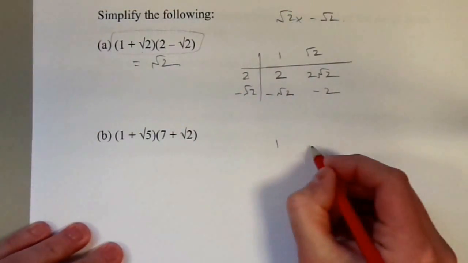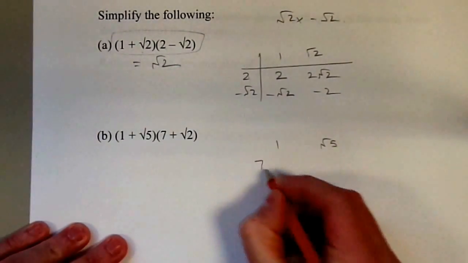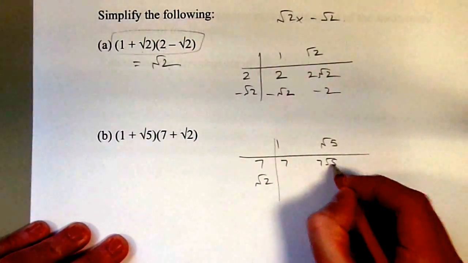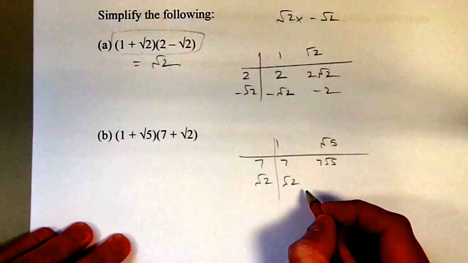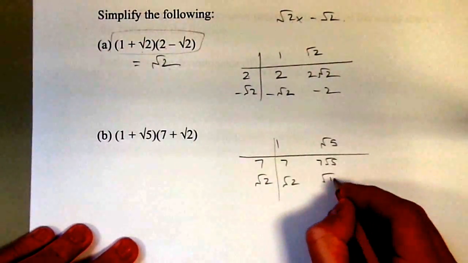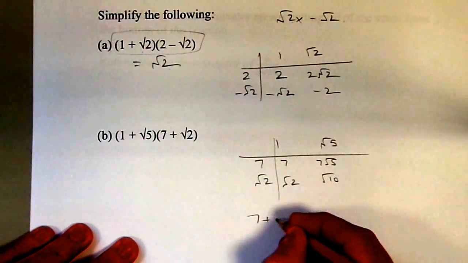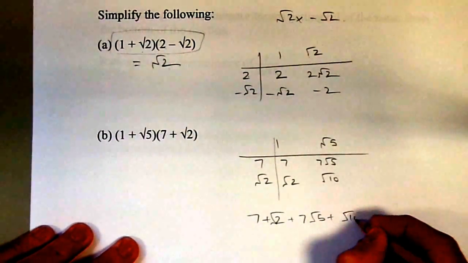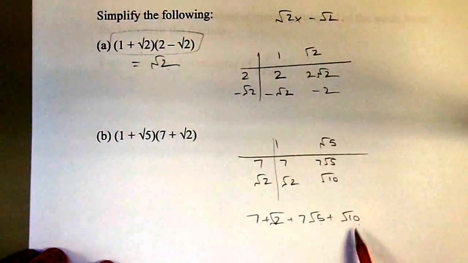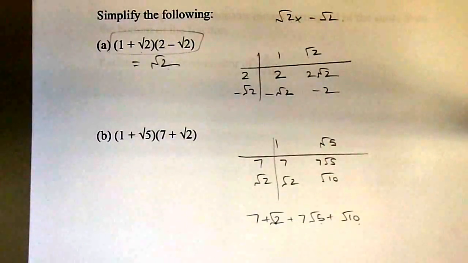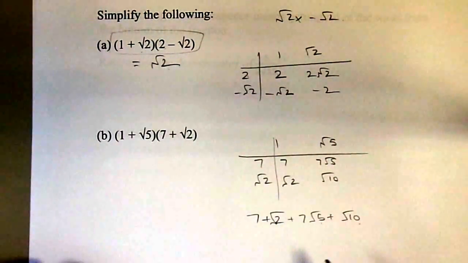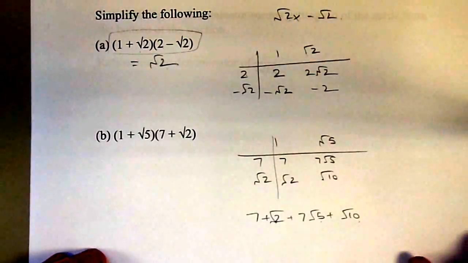Part B, 1 and root 5, 7 and root 2. 7 root 5, root 2 times root 5 is root 10. 7 plus root 2 plus 7 root 5 plus root 10. None of these numbers have square number factors, so we can't simplify them. None of these surds are the same, so we can't collect anything together. That's as simple as we can write that one.